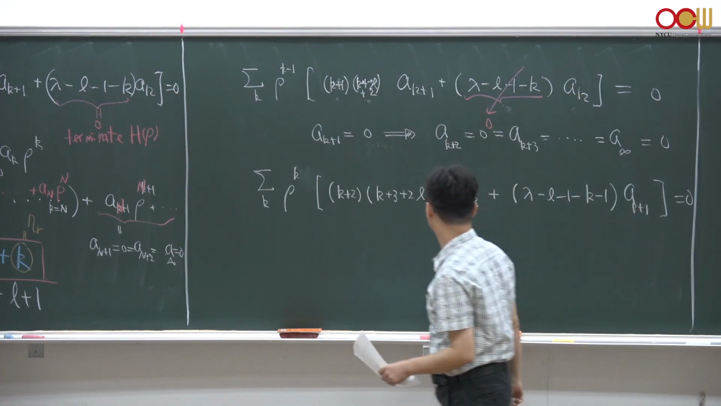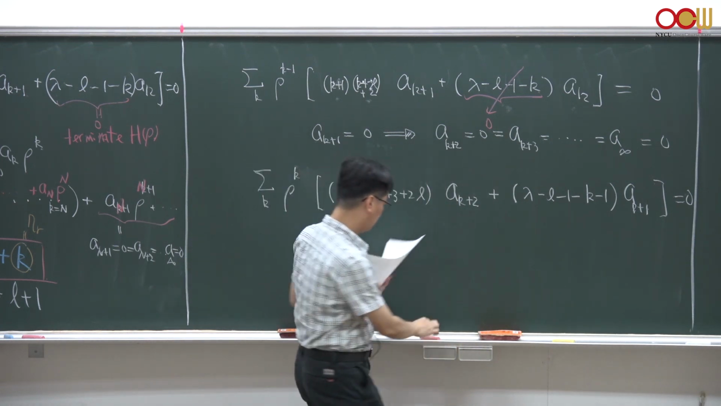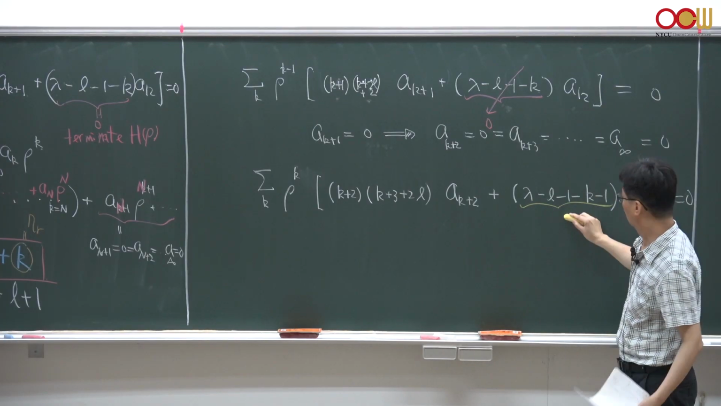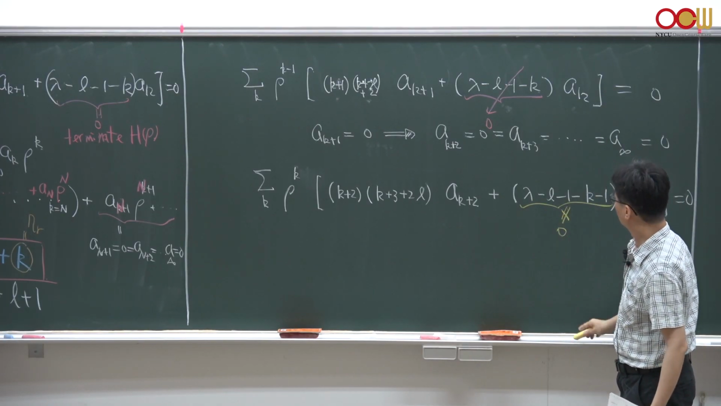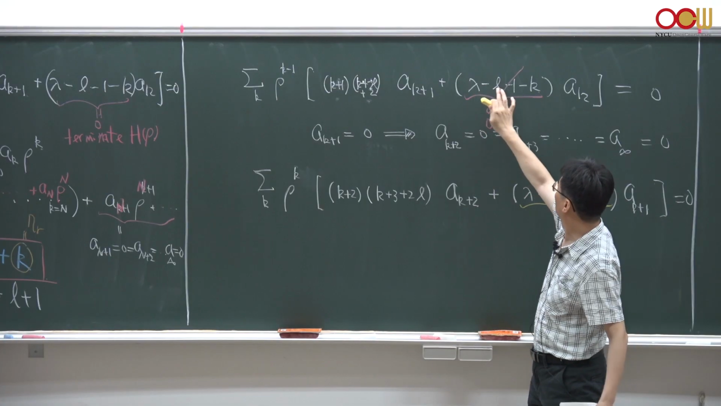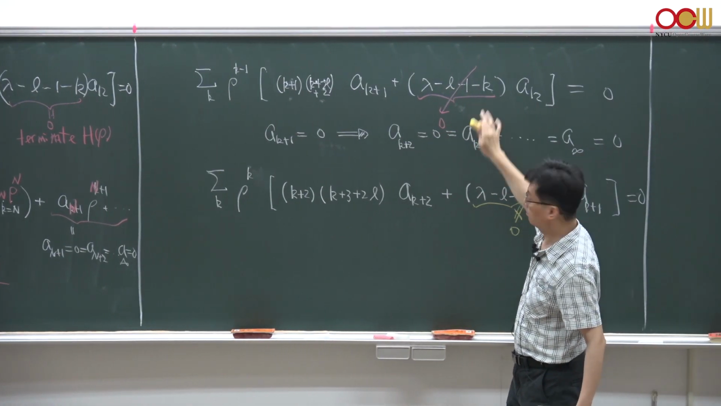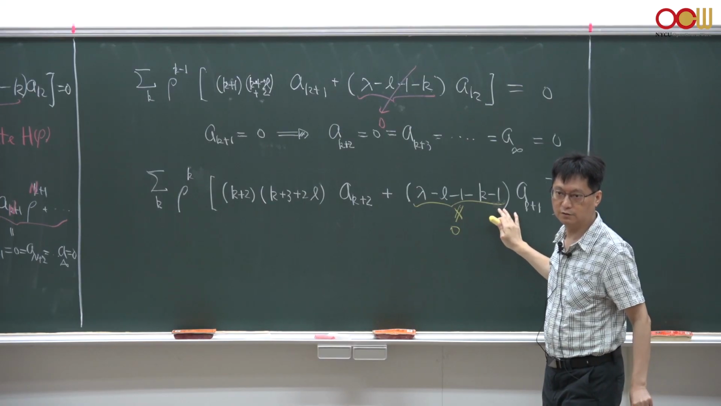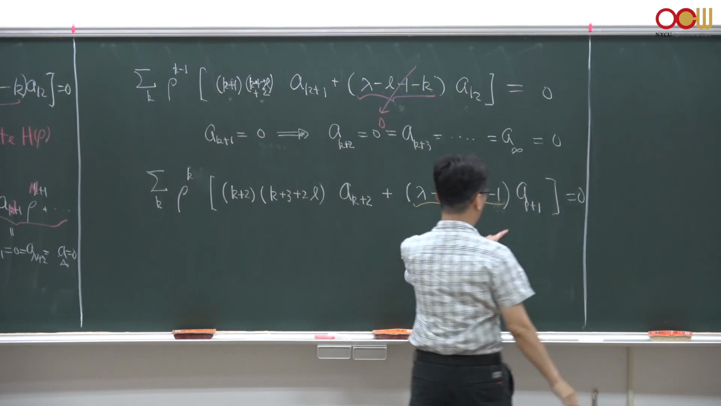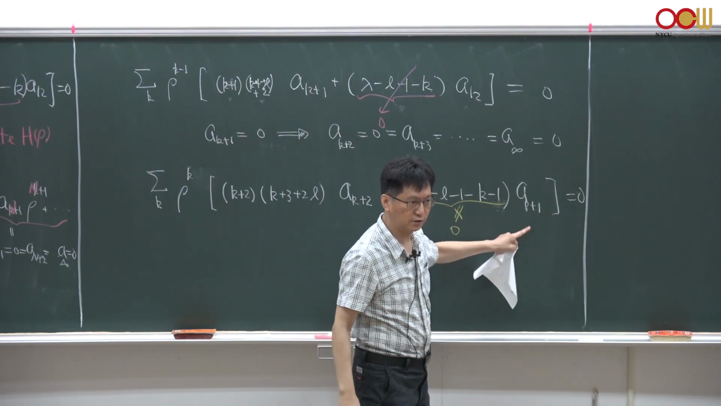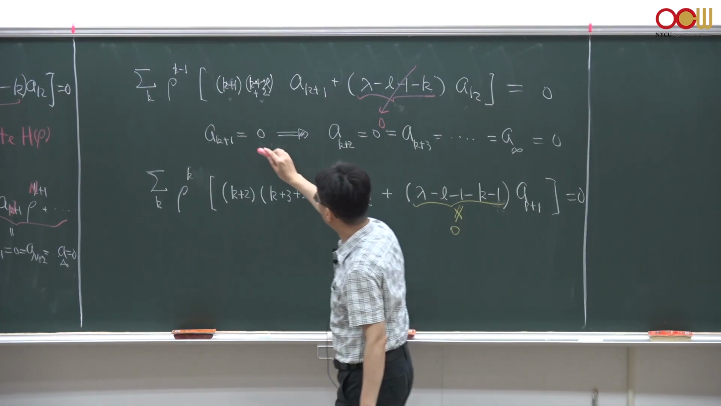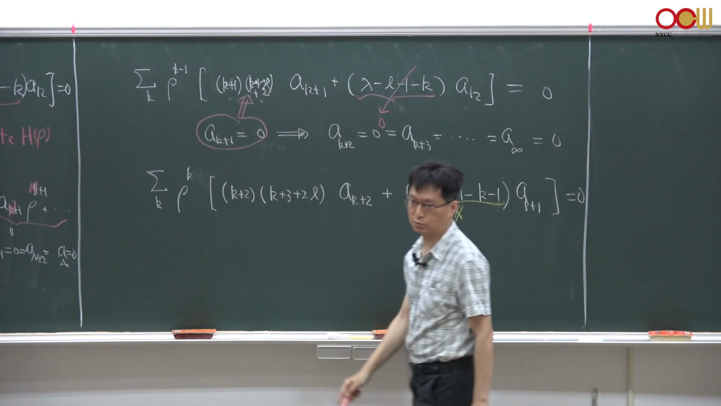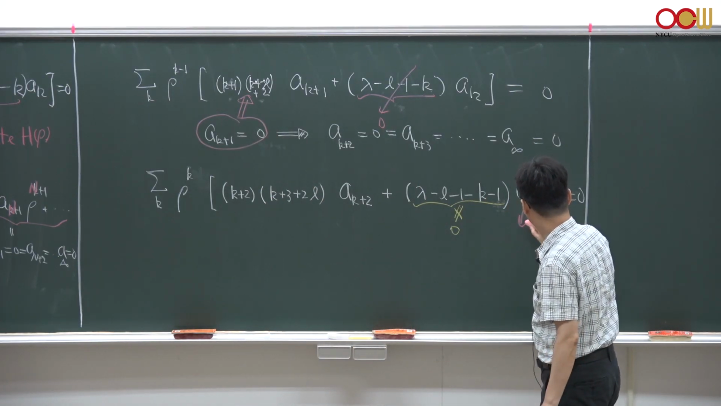Still vanish. But this time, this bracket with the lambda here is non-zero, because we just demand that this lambda minus l minus 1 minus k is 0, but you get an extra minus 1, so this bracket will not be 0. This is just minus 1. However, a of k plus 1 is 0. Remember that. This is coming from this result, right? So a of k plus 1 is 0. a of k plus 1 is gone.